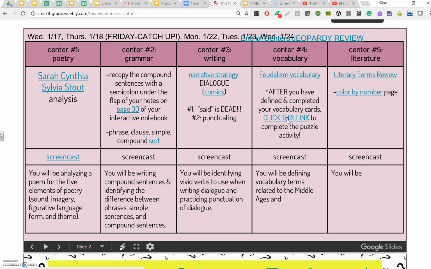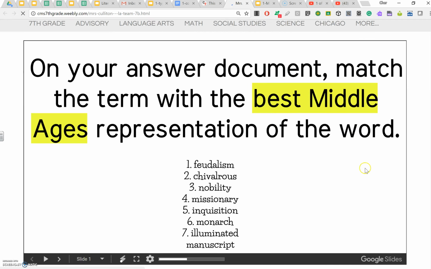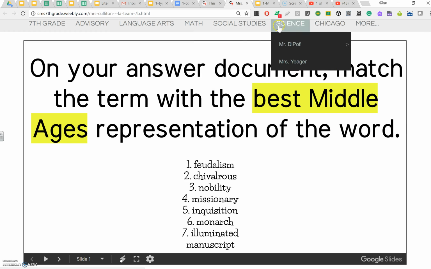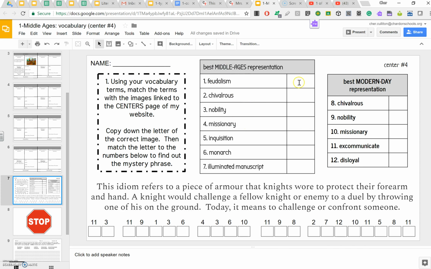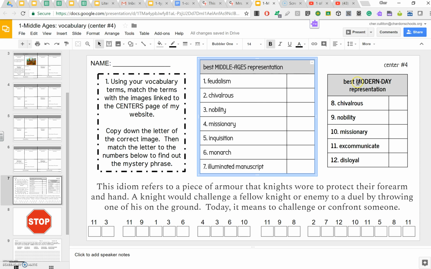Here's the link. If you click this link, it's going to bring you to some pictures. It says, on your answer document, match the term with the best Middle Ages representation of the word. And it's important that as you look at this, there are 2 boxes here. This one is the best Middle Ages representation. This is the best modern day representation.